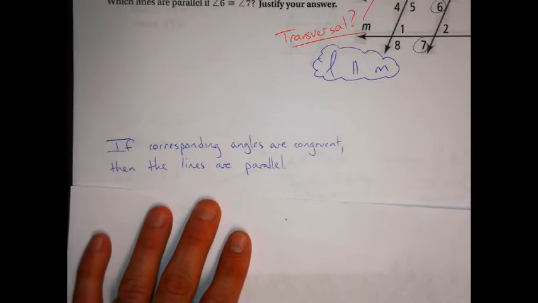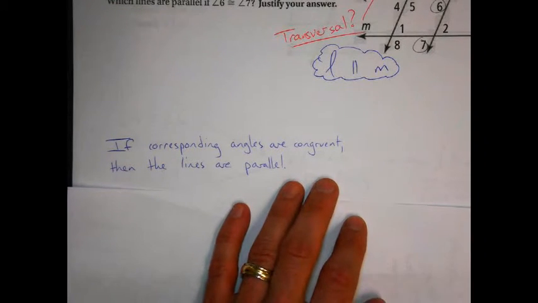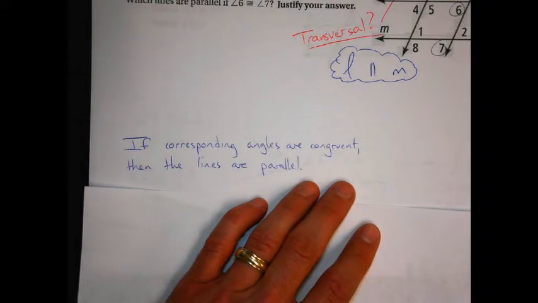How do we know? Again, you have to know to say this: if corresponding angles are congruent, then the lines are parallel. You don't even know what it's called. You just need to know to say it. You know what I'm saying? So make sure you are good with that. Moving on to the next thing.